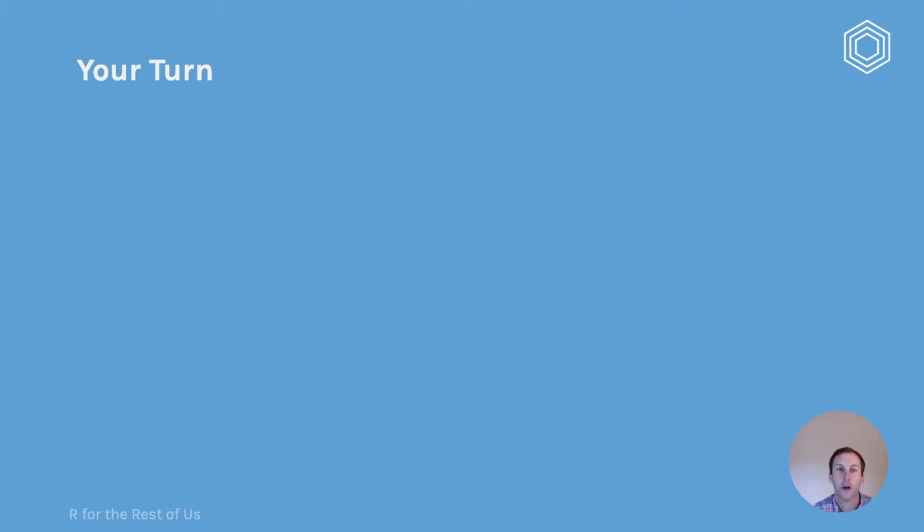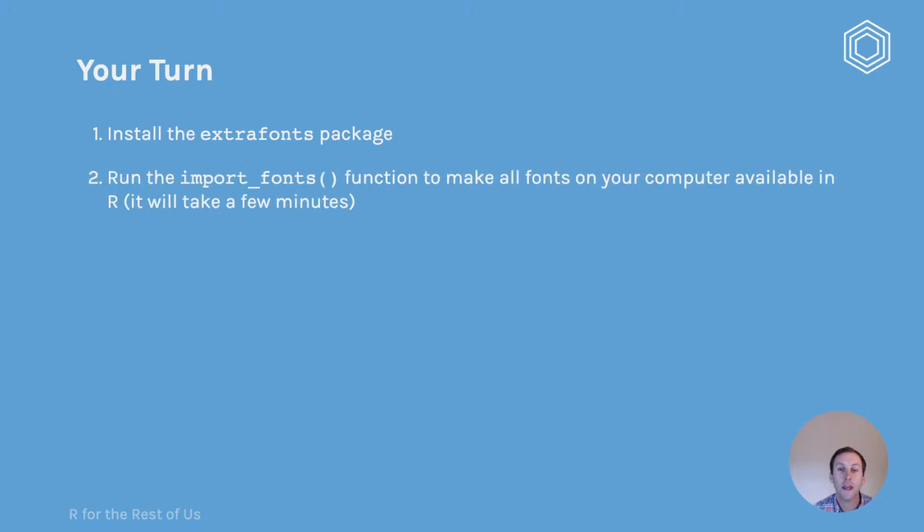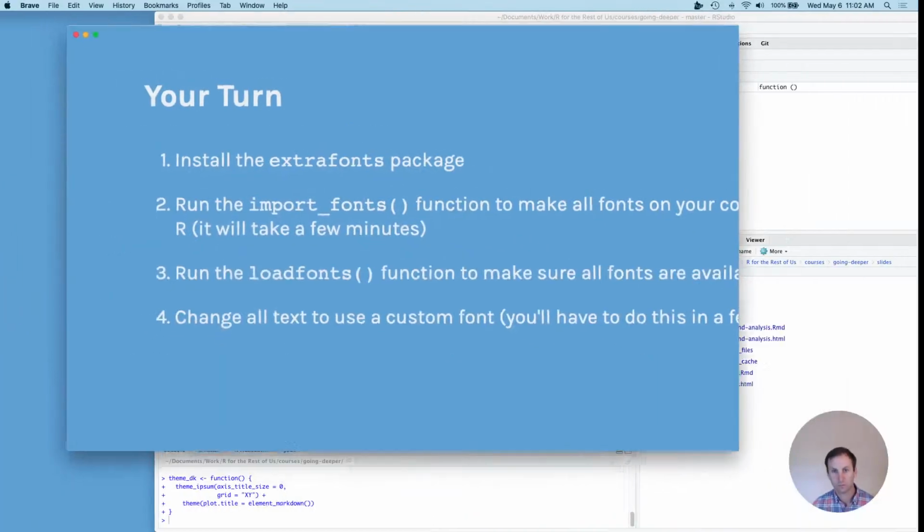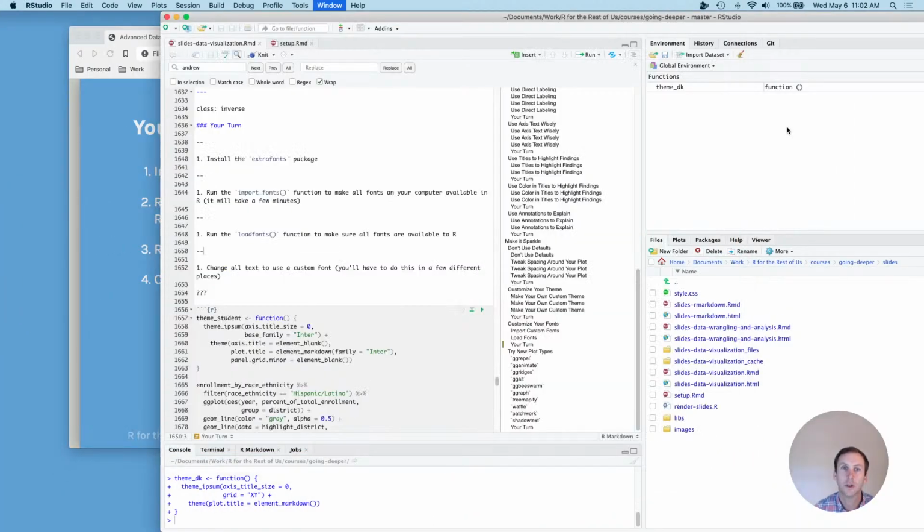For your turn, I want you to begin by installing the Extra Fonts package and then loading it, of course. Run the imports function to make all fonts on your computer available in R. It might take a few minutes. Then I want you to run the load fonts function to make sure those fonts are available. Then change all text in your plot to use a custom font and choose whatever font you want. Note that you will have to do this in a few different places. All right, do that.